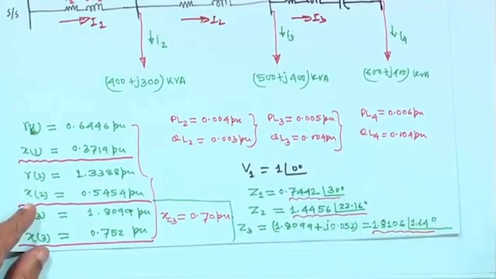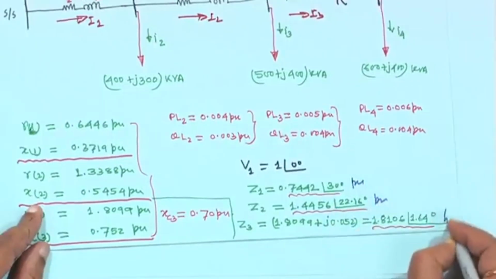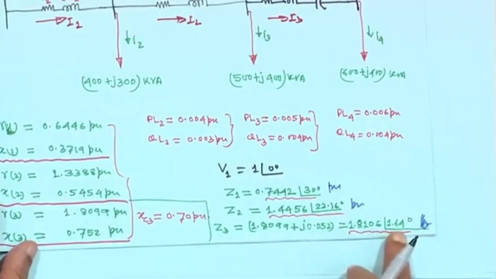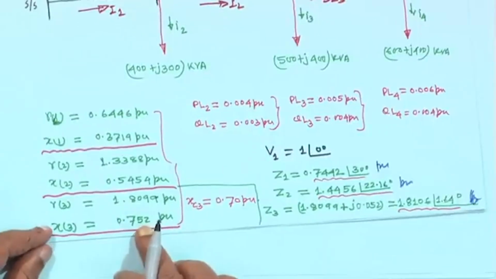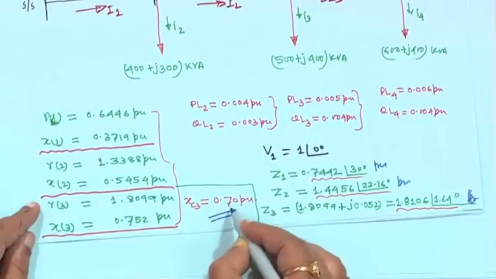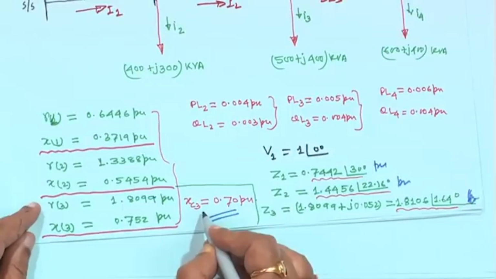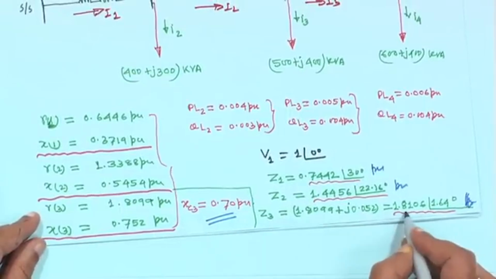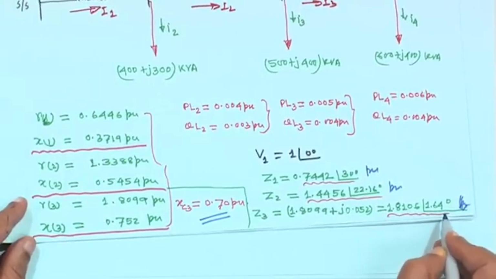0.7442 angle 30 degrees per unit. These are all per unit, right. I have not written it, but throughout we have written everything in per unit. And Z3 is equal to 1.8106, because Z3 here will decrease; earlier X3 was equal to 0.758, but XC3 we have taken as 0.70 per unit. Therefore, X3 minus XC3 will become 0.052. So, Z3 has decreased; earlier I think it was 1.89, now it is 1.8106 angle 1.6 degrees, right.